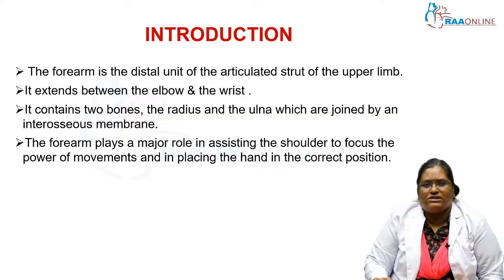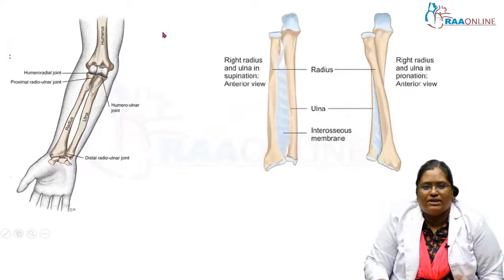Now we'll see what the forearm is. The forearm is the distal unit of the articulated skeleton of the upper limb and it extends between the elbow and the wrist. It contains two bones, the radius and ulna, which are joined by an interosseous membrane. The forearm plays a major role in assisting the shoulder to focus the power of movements and in placing the hand in the correct position.